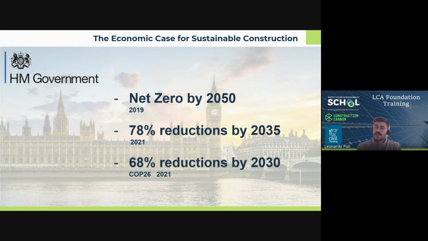So the key pieces of UK legislation relating to climate change are the Climate Change Act of 2008, its adaptation by the UK government in 2019 for the UK economy to achieve net zero by 2050, and the Act's further adaptation in 2021 to achieve 78% carbon reductions by 2035 compared to 1990, and the further commitment at COP26 in Glasgow to achieve 68% carbon reductions in the UK economy by 2030.